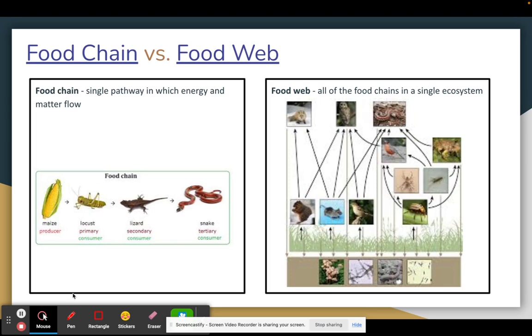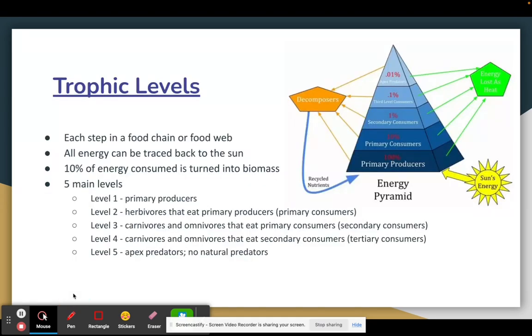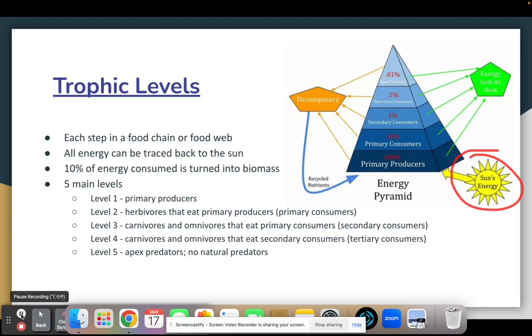When we look at this, the important thing to realize is where all of the energy originates from and how it is used as you move up the energy pyramid. Each step in a food chain or a food web has a certain level of energy that is used and able to be transferred. Since the producers are the bottom of our energy pyramid, all the energy in an ecosystem can be traced back to the sun, since the primary producers use photosynthesis to create their energy.